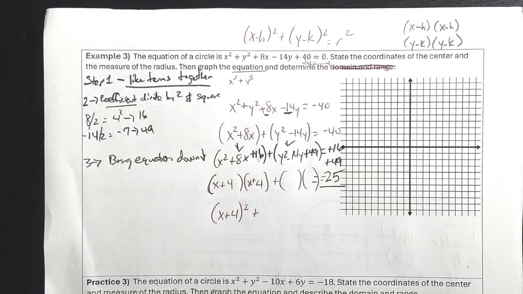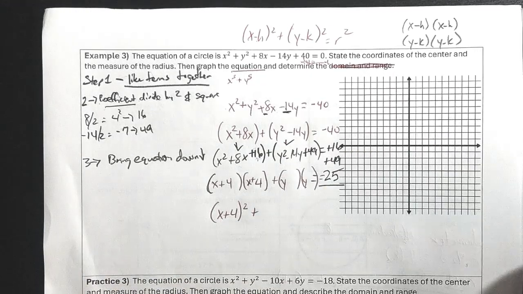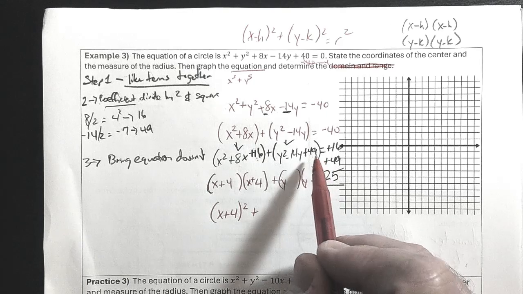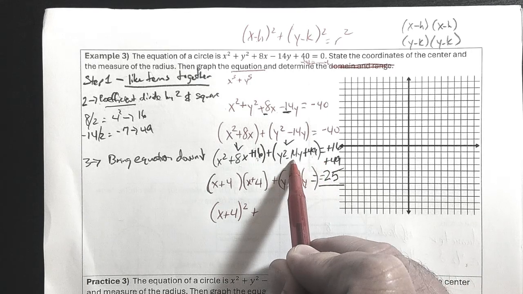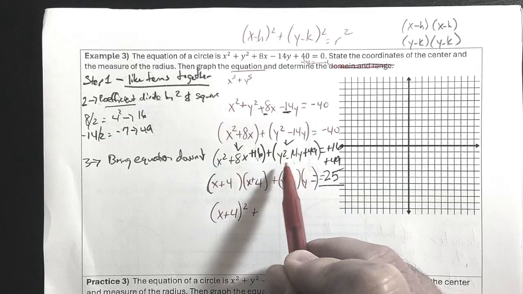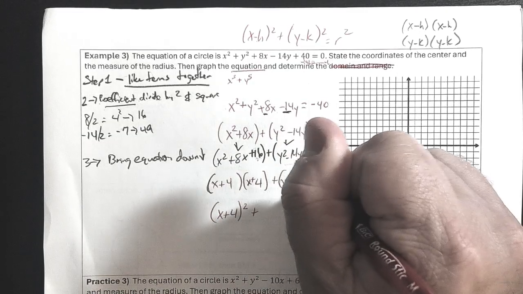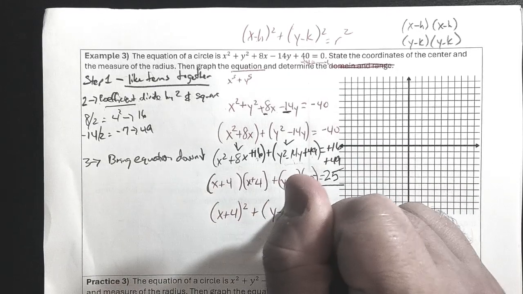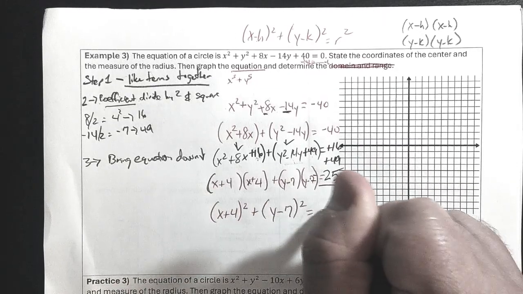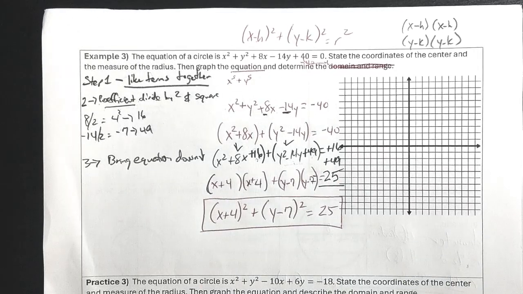So over here, it takes a y and a y to make y squared. 49 is 7 times 7. It would take a negative 7y and a negative 7y to make negative 14y. So that's why it's minus 7 minus 7. I know that looks smaller, so we're going to go down here. So x plus 4 squared plus y minus 7 squared equals 25. So here is your equation.